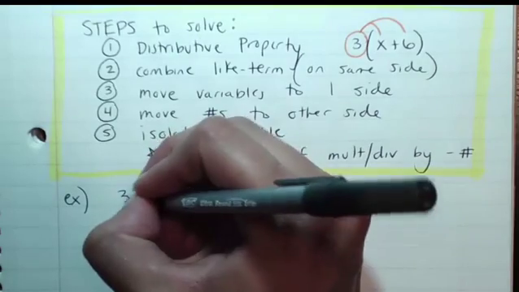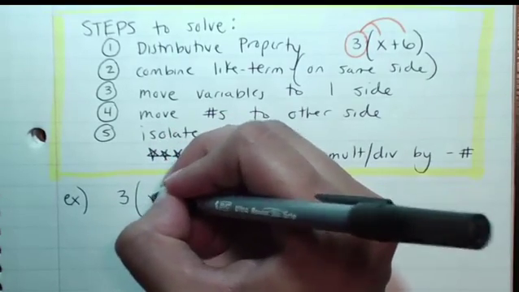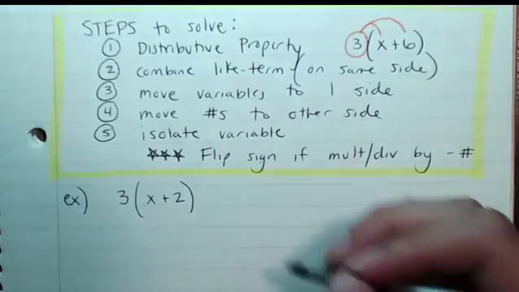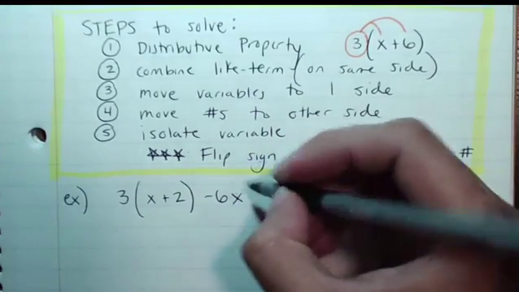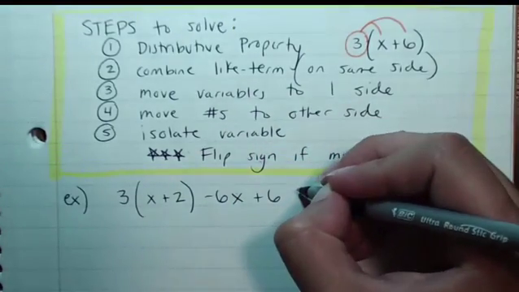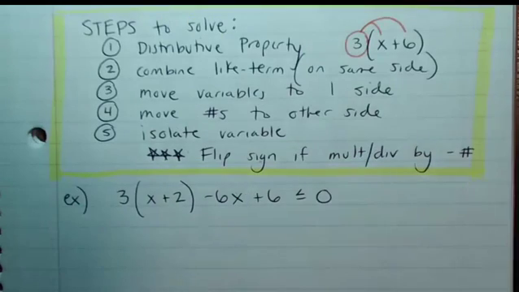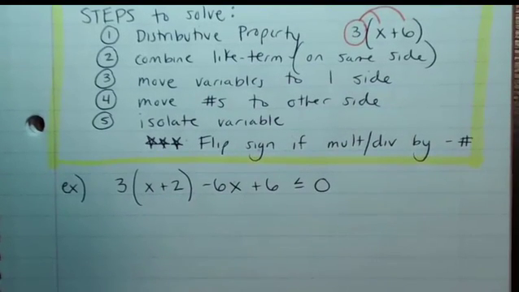Let's solve 3(x + 2) - 6x + 6 is less than or equal to 0. And we're going to look at the steps, follow step by step every single time to make sure that we're doing it the correct way.